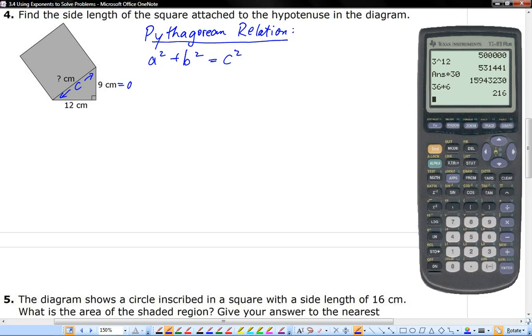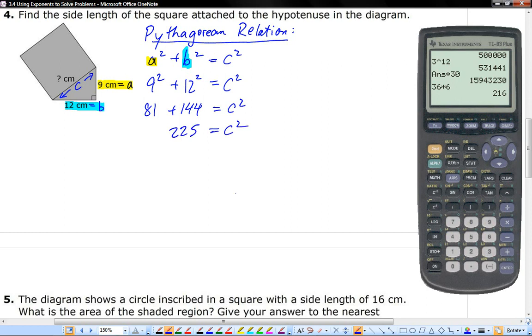So I can call 9 either a or b. In this case I've decided to call it a, and I've decided to call 12 b. So now what I'm going to do is I'm going to replace the a here with 9 centimeters, and I'm going to replace the b with 12 centimeters, and when I square each of these and add them together, it gives me c squared.